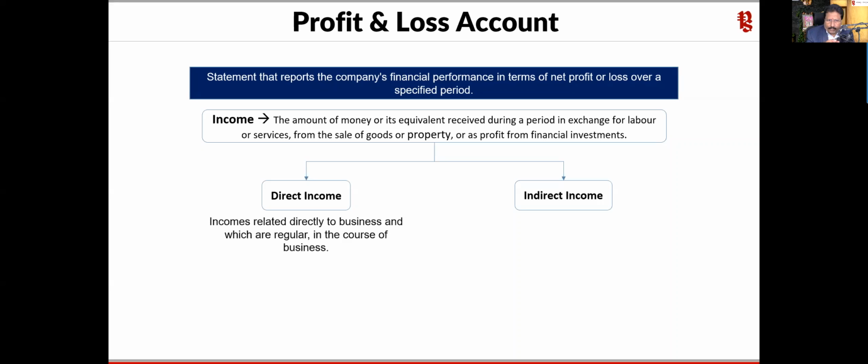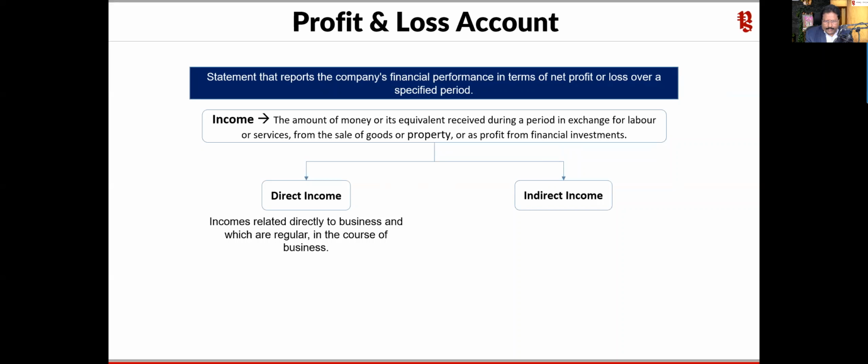This is a very important statement which we have to remember. What are the items that constitute direct income? They have to meet this criteria. So what is this criteria? The criteria is that all incomes related directly to the business, and they have to be regular in nature in the course of business. So, what do we understand by this statement?